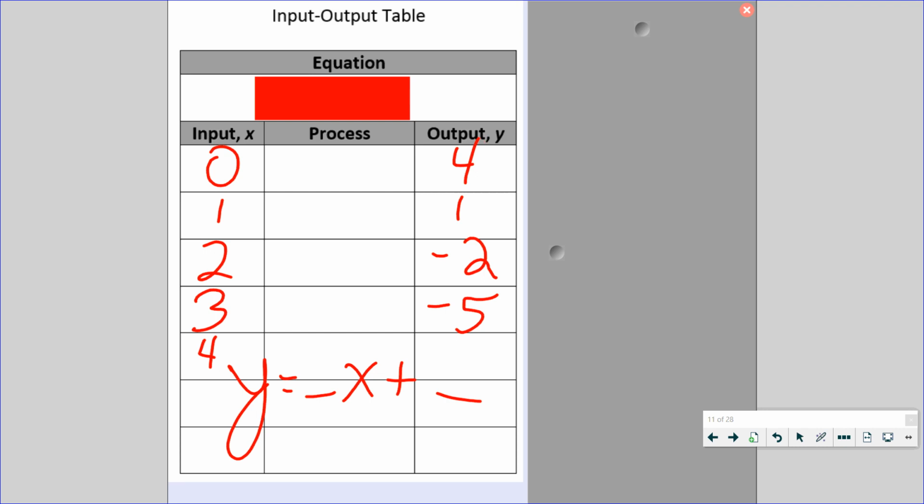What's happening every time you put in an x? Every time I put in an x, it keeps going down by 3. So it's negative 3x. If I multiply 0 by negative 3, it's 0, and then it was 4, so we start at 4. So the equation is negative 3x plus 4. And that is Guess My Equation.